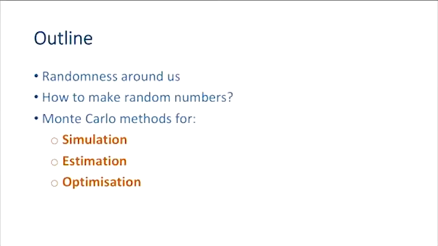And I want to show 3 types of applications. One is simulation, simulating random processes. Another one is estimation, like if you want to calculate some complicated quantity. And the third one is optimization. All right, so those will be the 3 pillars, the 3 applications of the Monte Carlo method. All right, so let's look at some random things around us.